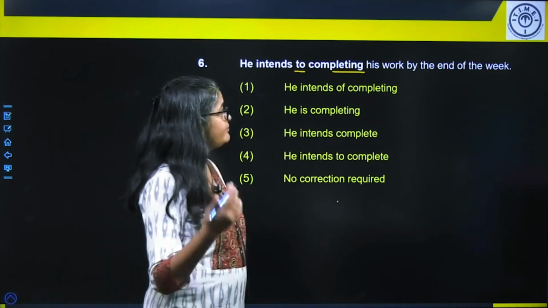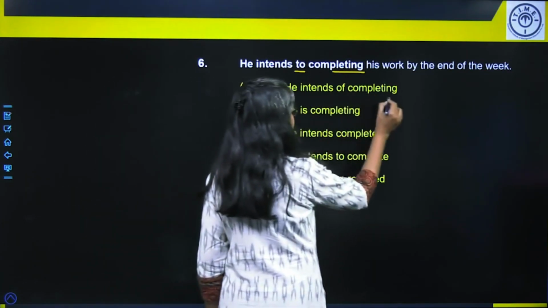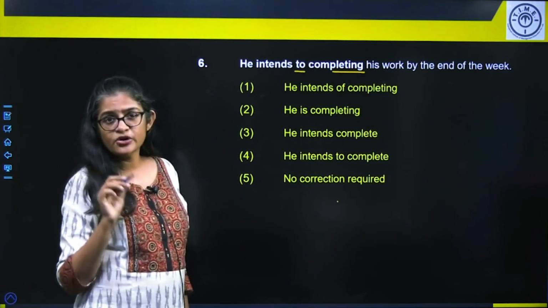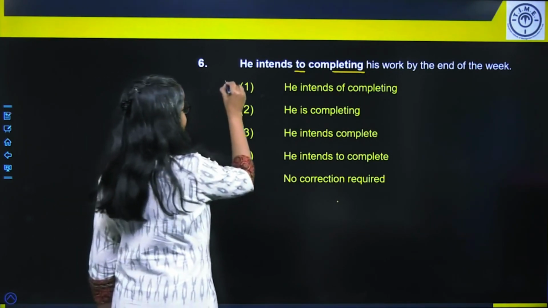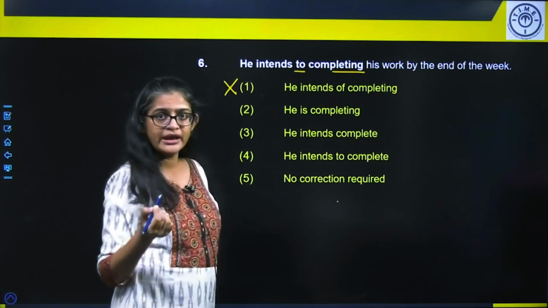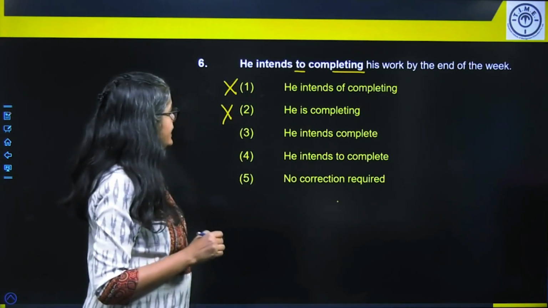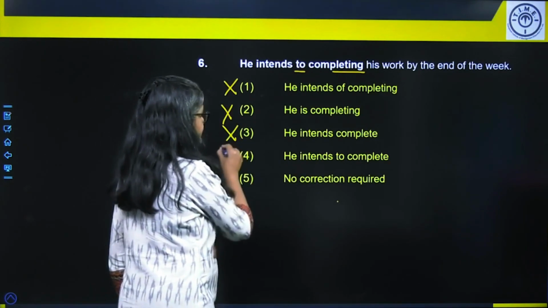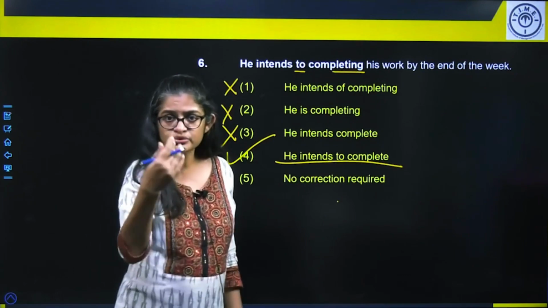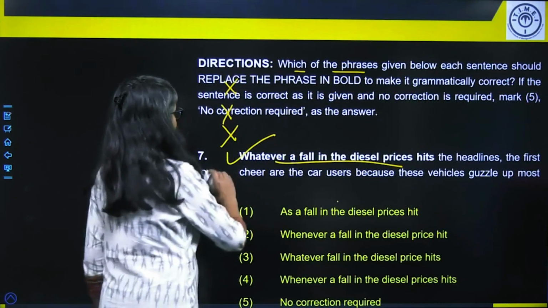He intends to complete his work. That is what we are trying to say. Intends is followed by the infinitive form. "He is completing his work by the end of the week" is okay, but then what happened to intend? You can't just swallow things like that, no? "He intends complete his work", no. He intends to complete, as I told you, I intend to do something. Intend is followed by the to infinitive. Okay.